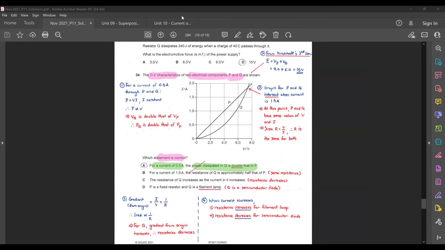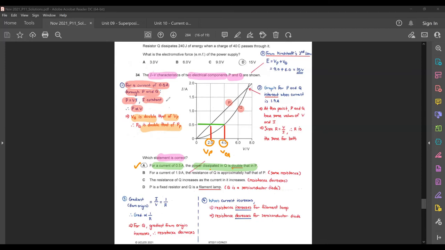If you look at the same current going through both resistors, a current of 0.5 amps will give you these following voltages for P and for Q. So for a current of 0.5 amps through P and Q, if I look at P equals VI, I here is the constant for both resistors. I constant would mean that P is proportional to V. Power is proportional to your voltage. So I can see that this one is VQ, this one is VP. VQ is double that of VP. Therefore, PQ is double that of PP. So this one is actually correct. Your power dissipated is double. But what about the rest?